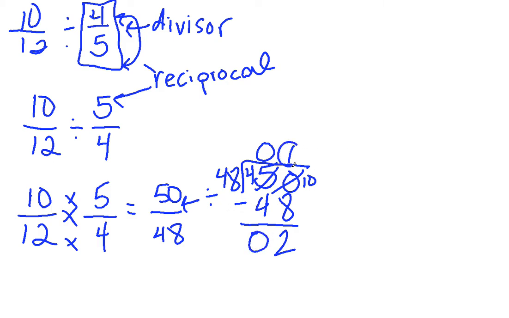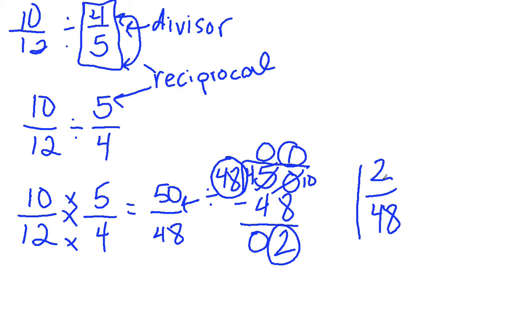So my quotient becomes my whole number. My remainder becomes my numerator. My denominator stays the same. Now I know those are both divisible by 2 because they're even, so I'm going to divide, and I end up with 1 and 1/24.